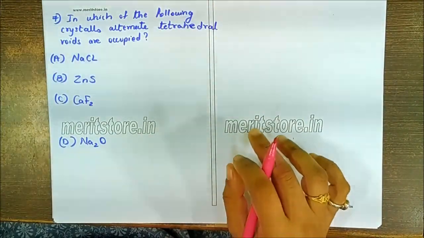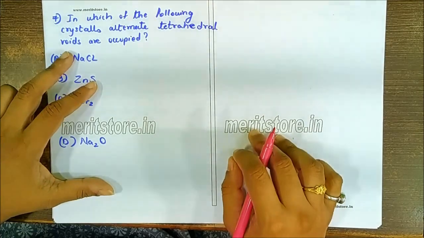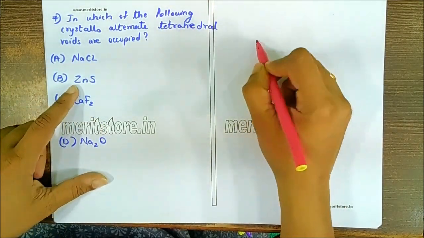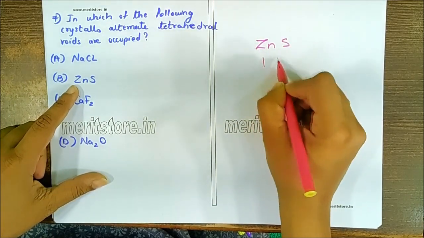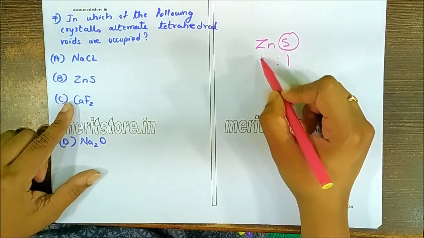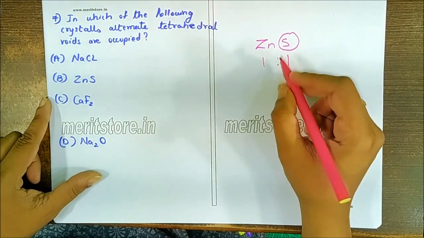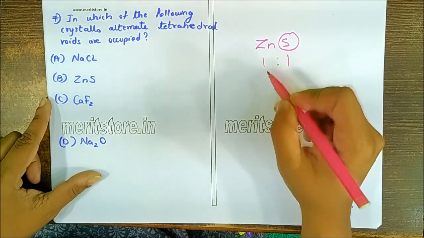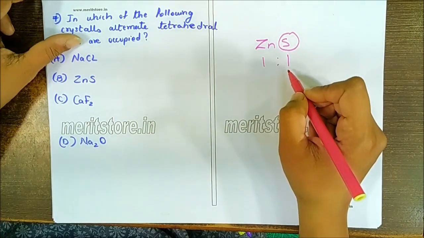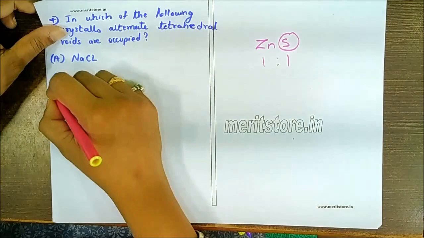Question number 7 is, in which of the following crystals are the alternate tetrahedral voids occupied? So in this case we have answer ZnS. Here the ratio is 1:1. Sulfide ions form this structure. Zinc goes in the tetrahedral void because of its smaller size, but though it goes in the tetrahedral void, we still have the ratio 1:1. That indicates only 50% of the tetrahedral voids are occupied. So our option is option B.